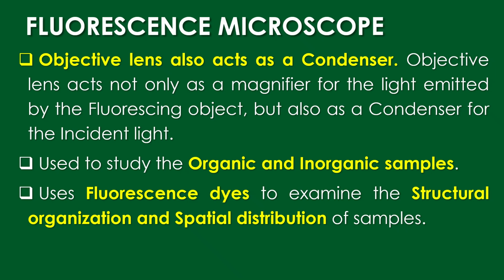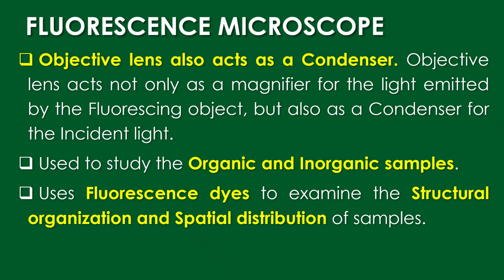In the fluorescence microscope, the objective lens can also act as a condenser. Usually the objective lens magnifies the object and the condenser lens condenses the light which emerges from the light source. In the fluorescence microscope, the objective lens acts not only as a magnifier for the light emitted by the fluorescing object, but also as a condenser for the incident light.